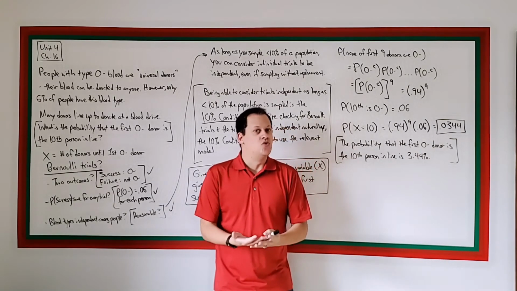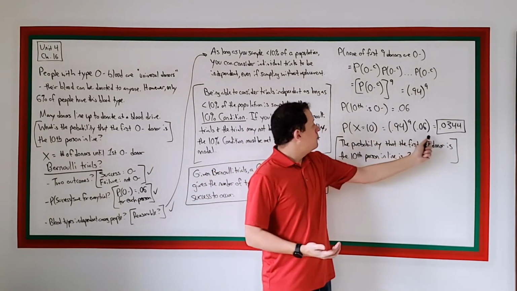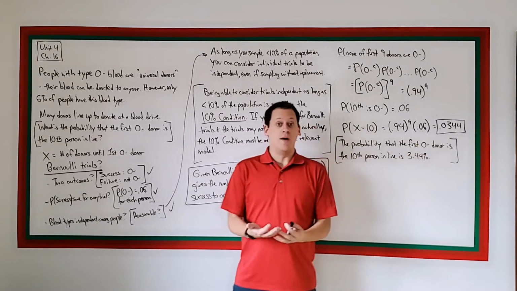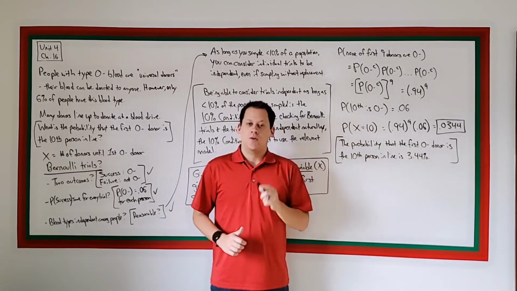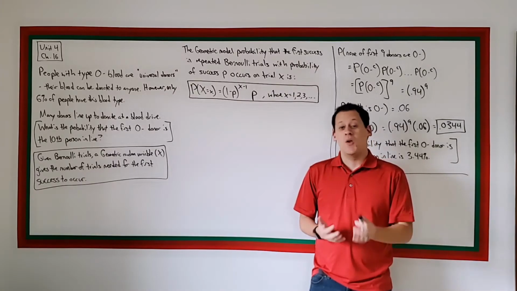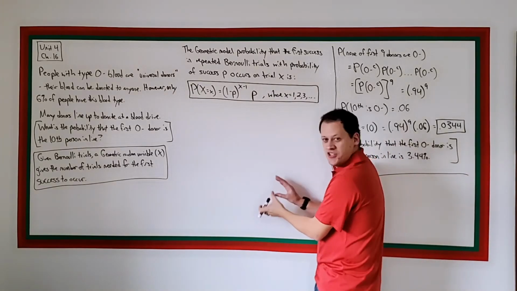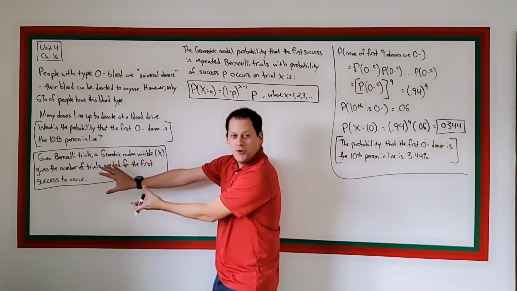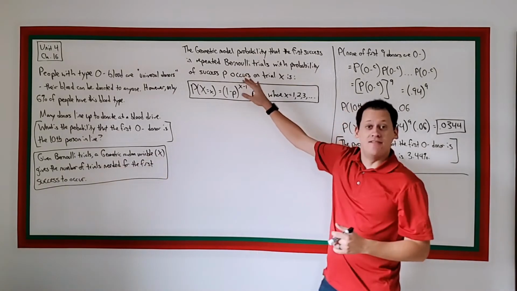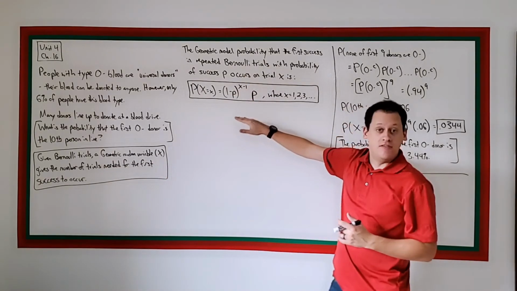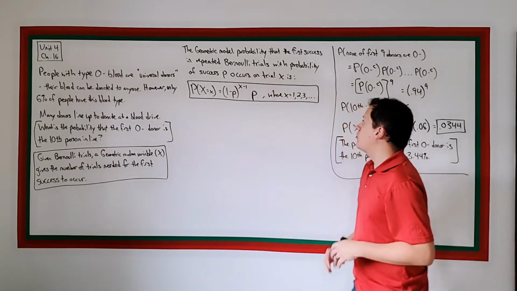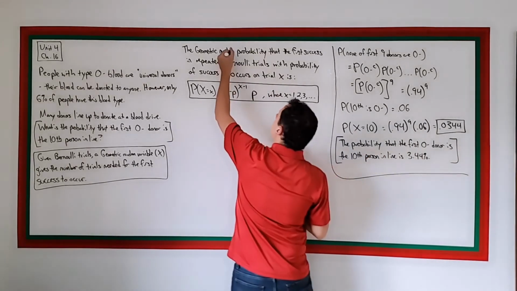So if we want to generalize the probability model for geometric random variables, we can do it this way. Okay, so I moved our definition of a geometric random variable over here, and now we have this. This is what we've already figured out. The geometric model probability, so this is the geometric model.